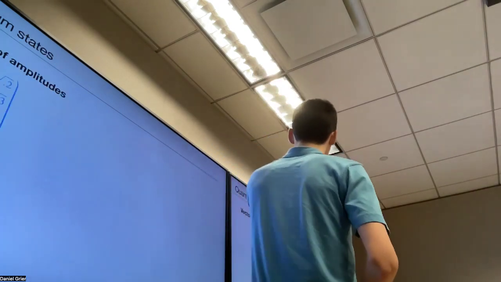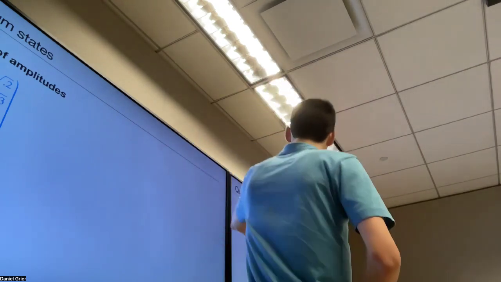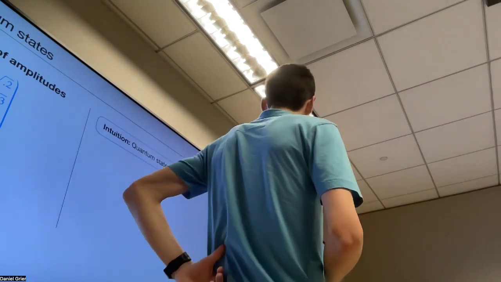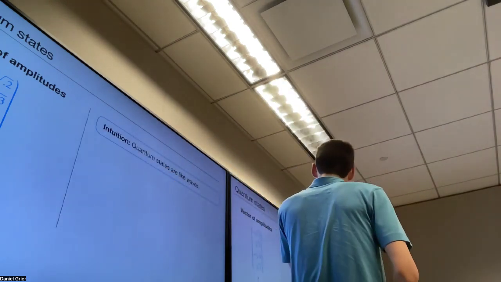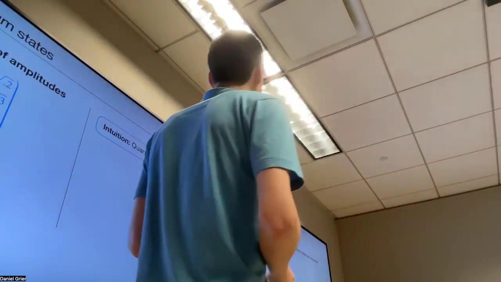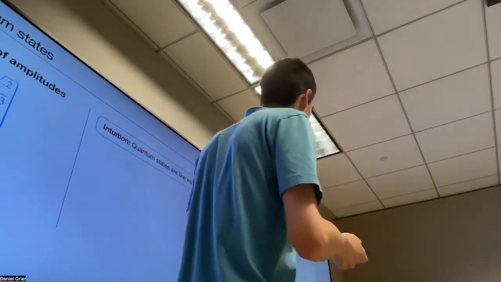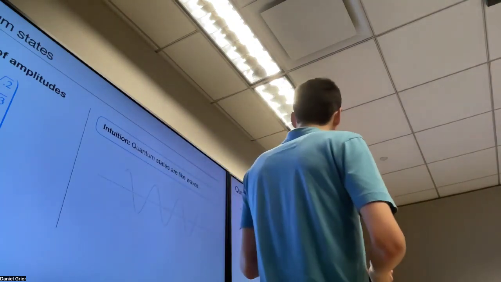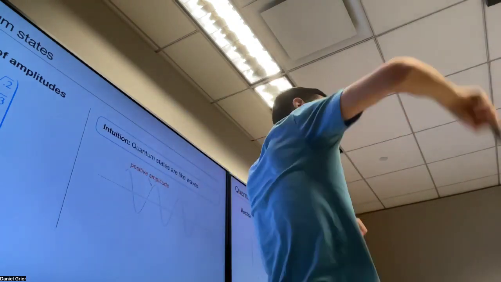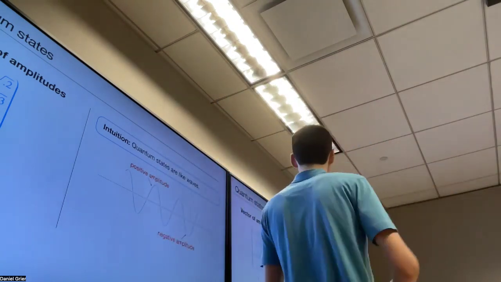I've already emphasized this, so yeah, the sums of the squares must be 1. I've also mentioned this, so now they can be negative. For those of you who have a physics background, this may be useful: you can think of quantum states like waves, where a positive amplitude corresponds to a crest in a wave, and a negative amplitude corresponds to a trough in the wave.